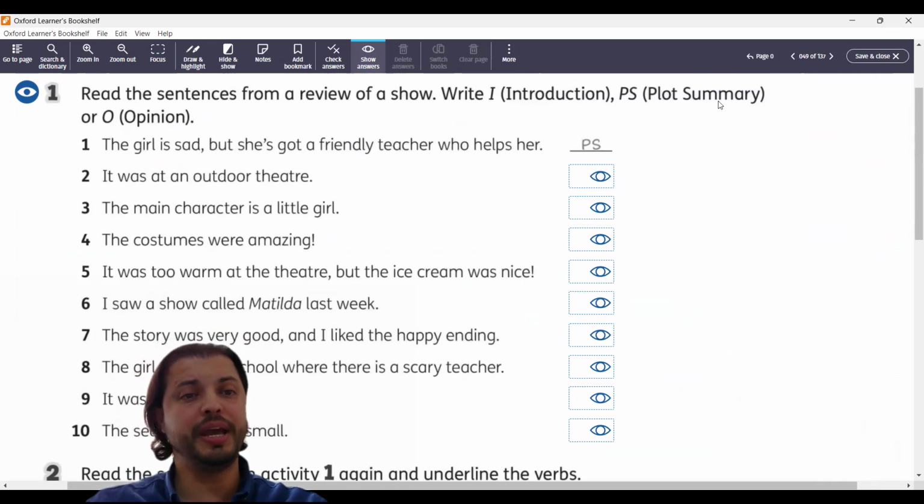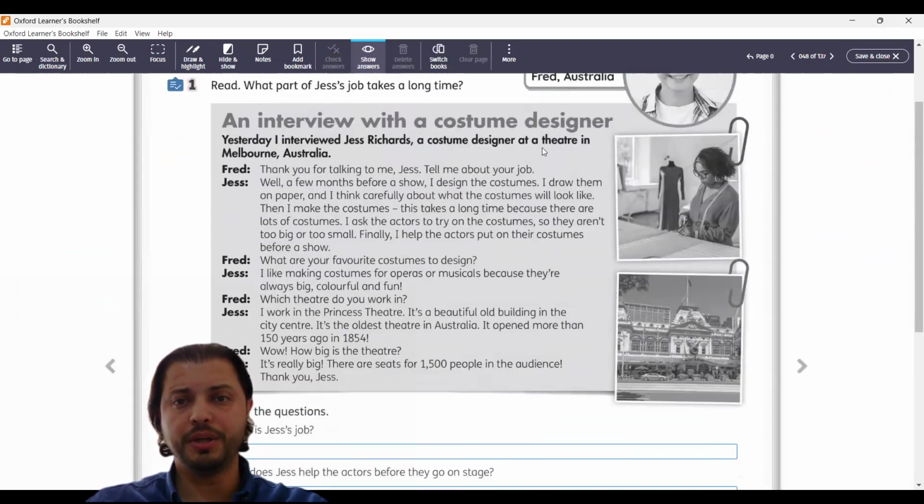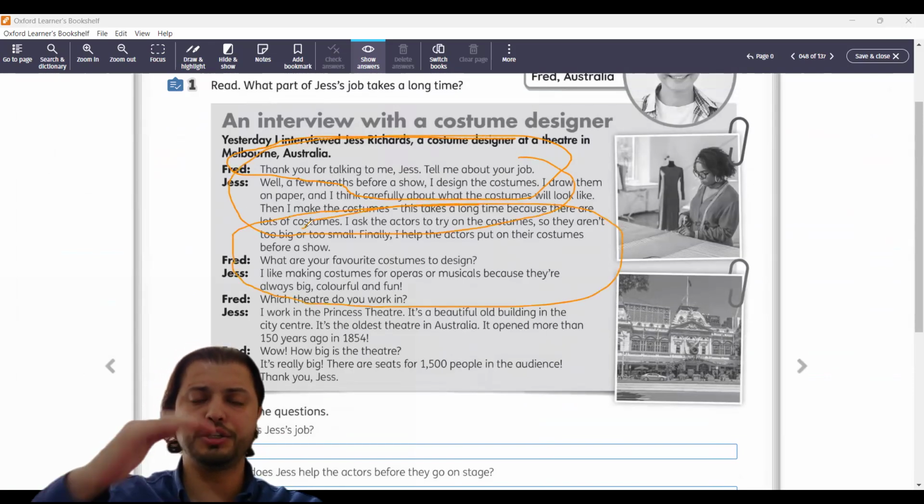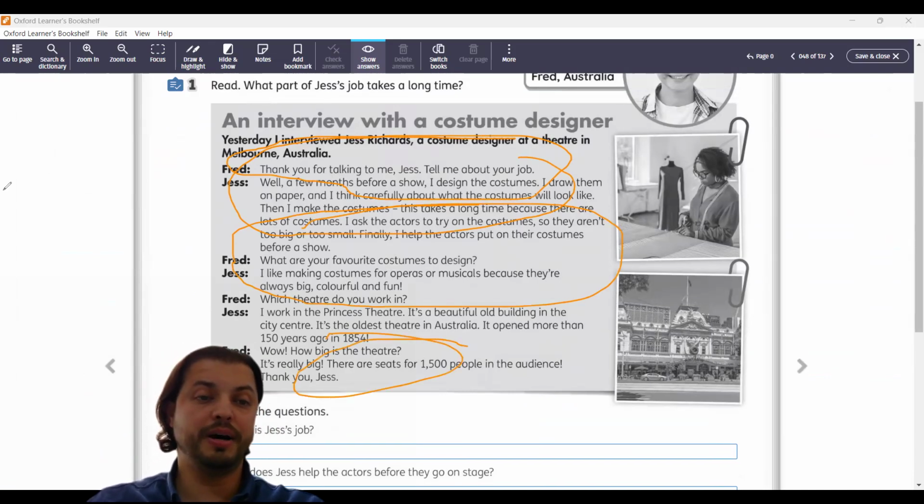PS, plot summary, and opinion. So let's go back a little bit. As you see, here it's introduction, and this is PS, plot summary. And here we can say the opinion, if it's good or not, what do you think about it?